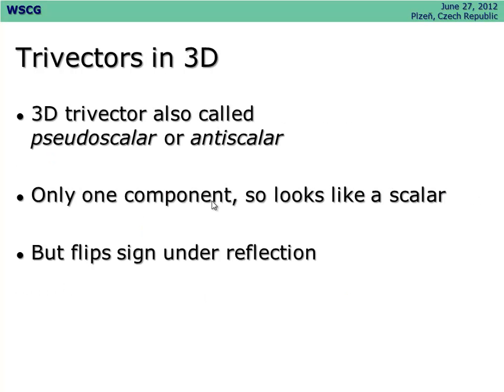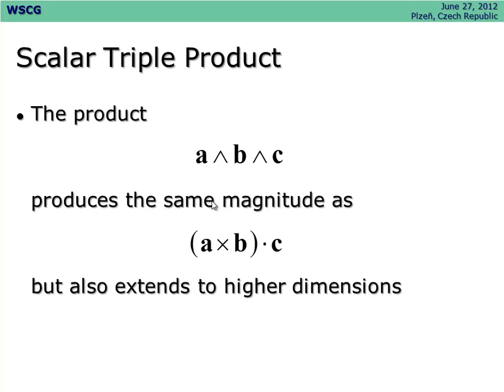Now, since there's only one component, it looks like just an ordinary number. And physicists have called this the pseudoscalar or antiscalar. It looks like a scalar, but it actually behaves just a little bit differently, because if you were to transform into a different coordinate system by flipping one of your axes, by using a mere reflection in your matrix, then pseudoscalars actually change their sign. They negate. And I'll talk more about that in a little bit.